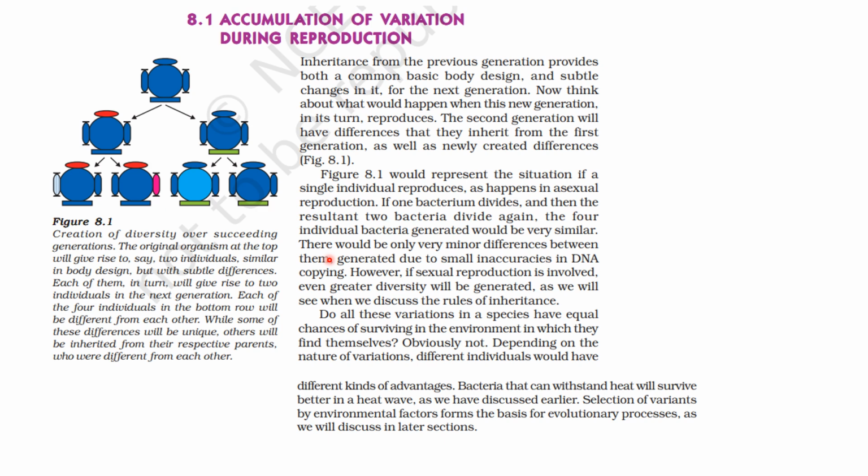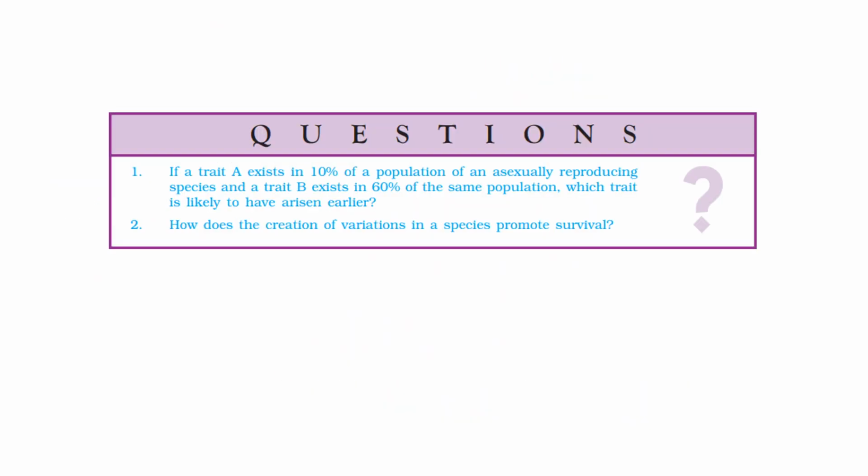तो why this variation, ये क्यों important होता है? Because इससे evolution होता है. Okay, जैसे for example bacteria इस तरह के variations show करता है so that it can withstand heat. For example, it will be surviving better in a heat wave. ठीक है? So these are the reasons. So here are two important questions. Let's discuss them one by one.